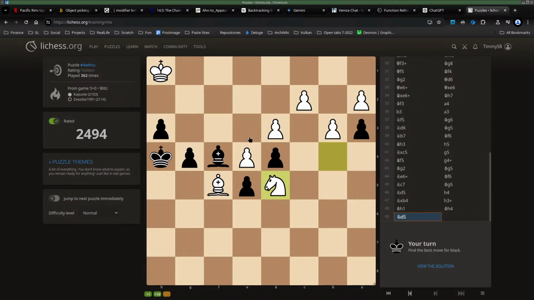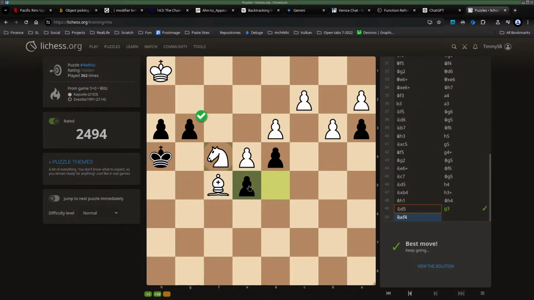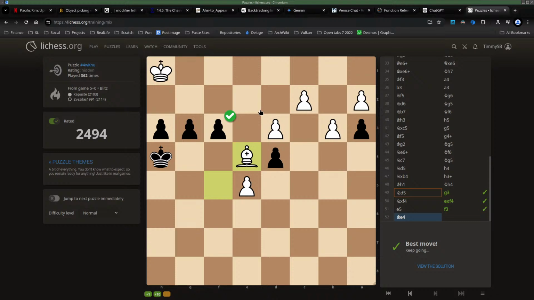So pretty unstoppable. I'm just gonna walk. If pawns are almost at the other side, you have to keep pushing them. And this is obviously taking. Yeah, now pushing this pawn. Okay, this is new.